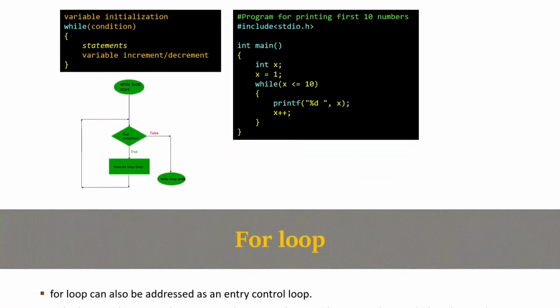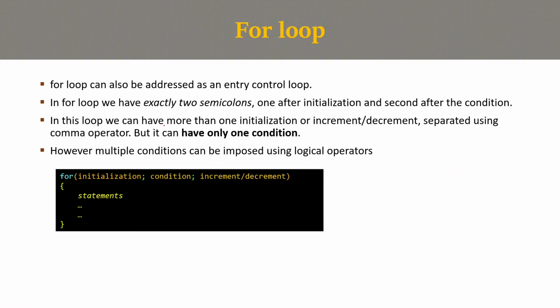Now moving on to the for loop. So for loop can also be addressed as an entry control loop. In for loop we have exactly 2 semicolons, one after the initialization and second after the condition. As you can see in our syntax, firstly after we write the keyword for, within this first bracket we are writing the variable initialization, which is separated by a semicolon, and then we write the condition. After we have written the condition, we use another semicolon and write the increment and decrement variables.